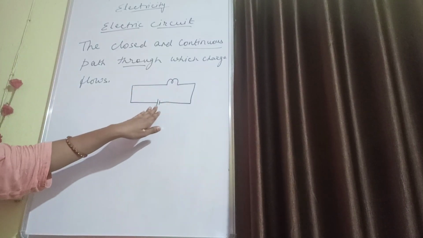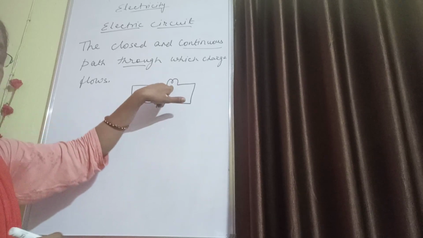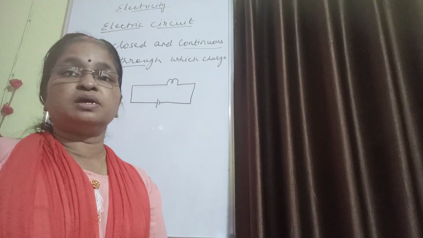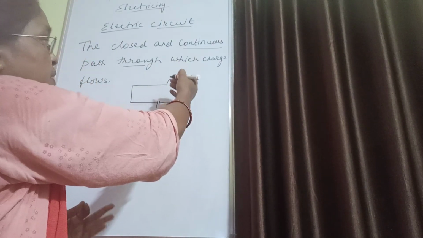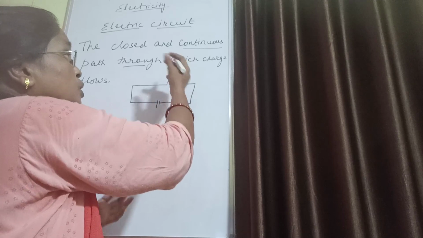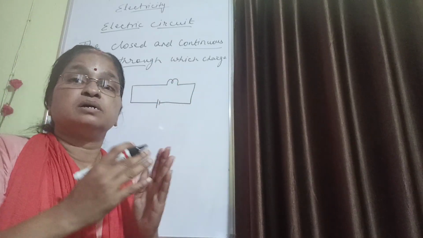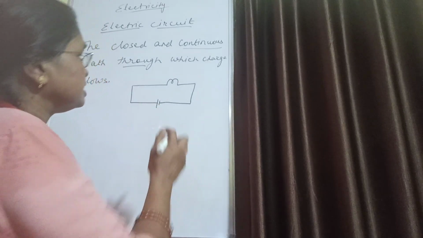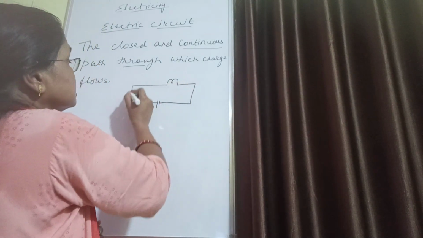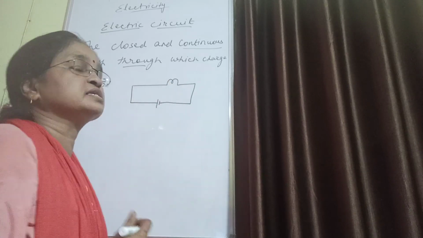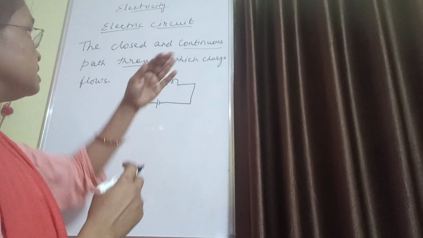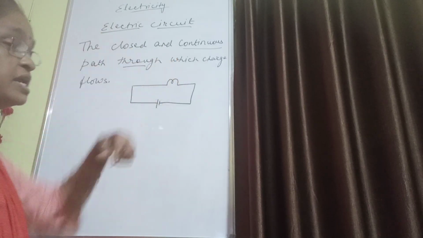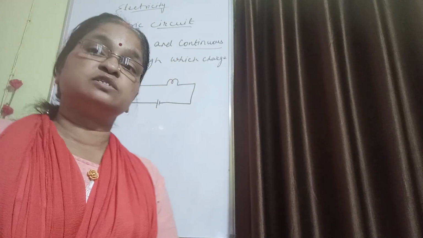Whenever you connect the cell with this bulb, the bulb starts glowing. Why does this bulb start glowing? Because the current started flowing. The glowing of the bulb shows that current flows in the circuit. So you see here, the whole circuit is continuous, no break is there. So whenever there is a closed and continuous path, then only the charge flows.